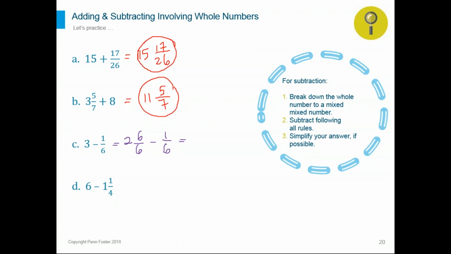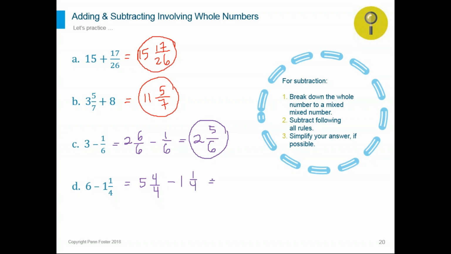So you're going to do the subtraction. 2 minus nothing is 2. 6 minus 1 is 5, and the 6 will stay, nothing to simplify further, and that's it. The same thing, number D, 6 minus a mixed number, change the 6 to a 5 and 4 over 4 minus 1 and 1 over 4.